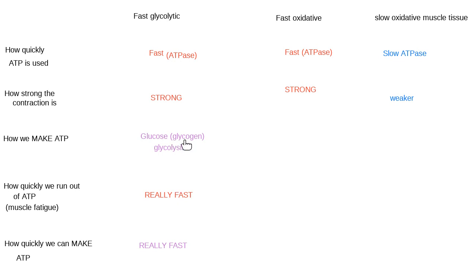So you can use sugar. You've got energy stored right there. You can chop it up really quickly. But as soon as that stored sugar is gone, you're out of luck. I've got no other way to make energy. So fast glycolytic muscle tissues are really good for a strong contraction that happens really quickly, but it's not going to last for very long because we have to have stored sugar to be able to do this.